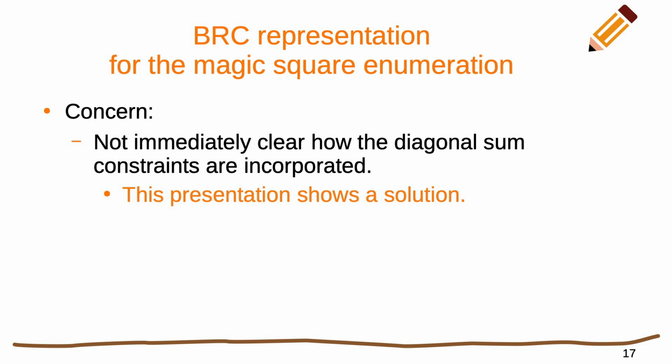We have discussed the advantages of BRC representation in the enumeration of magic squares. However, it is not immediately clear how to incorporate the diagonal sum constraints into this approach. This non-trivial question is at the heart of our discussion, and we will explore its solution step by step.